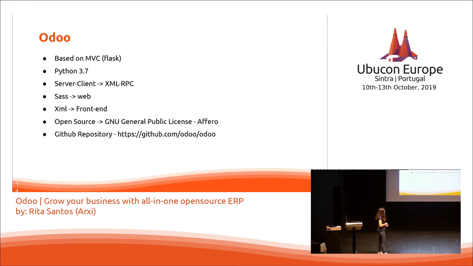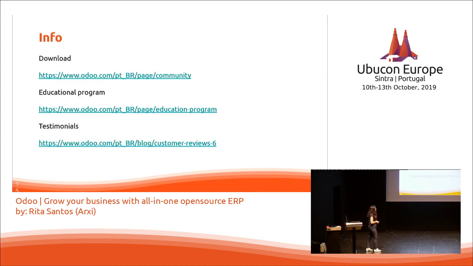We have a GitHub repository. If you search it on the web, or if you check the website odoo.com, you will see it. And everyone can help and contribute to the developments. So, some information. We can download Odoo from the web page, community version, also enterprise, of course. But the free version to start is the community version that is available.